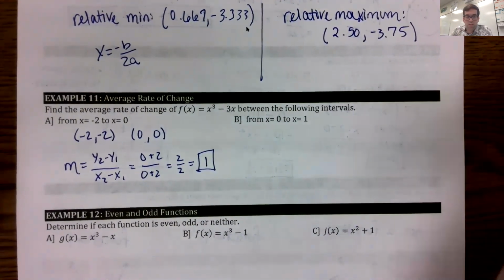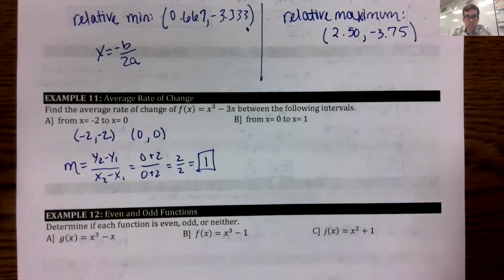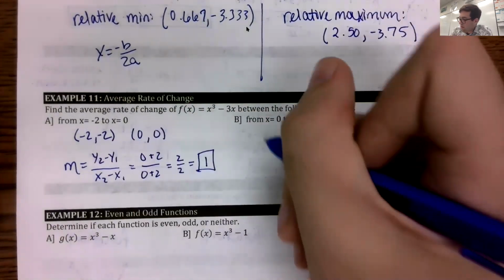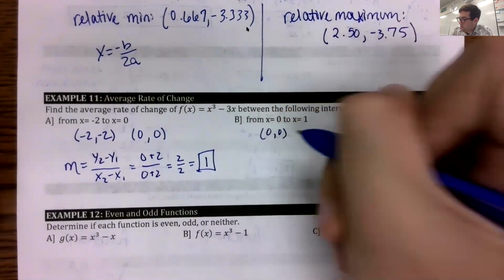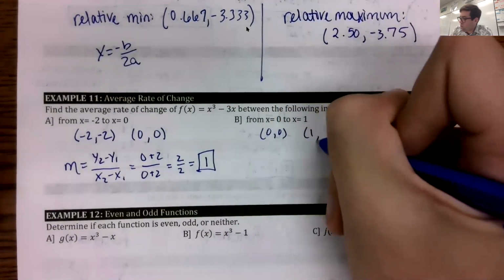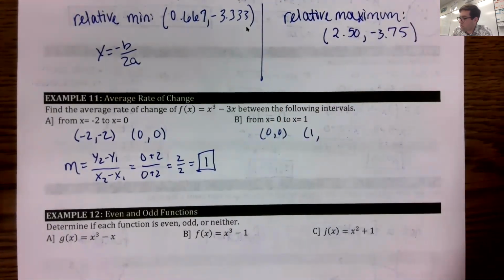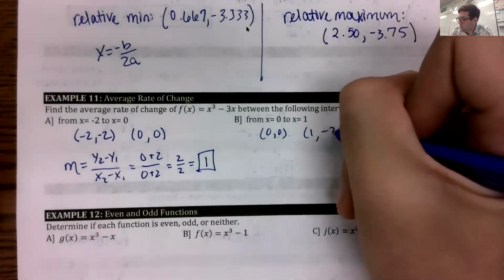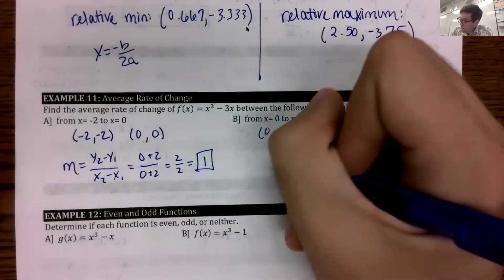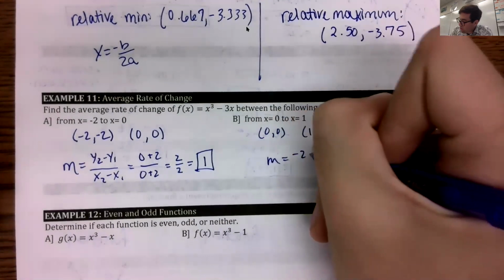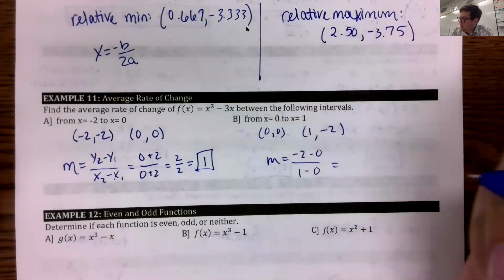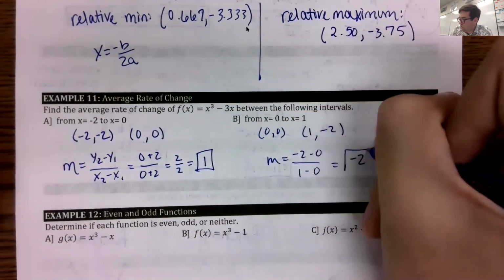And then we're going to go from 0 to 1 for part B. So we already found that the point at 0 is at 0, 0. At 1, we plug in 1 for x. We get 1 cubed minus 3 times 1. So 1 minus 3 is -2. And then we plug that into the slope formula. We get -2 minus 0 over 1 minus 0. And that is -2.